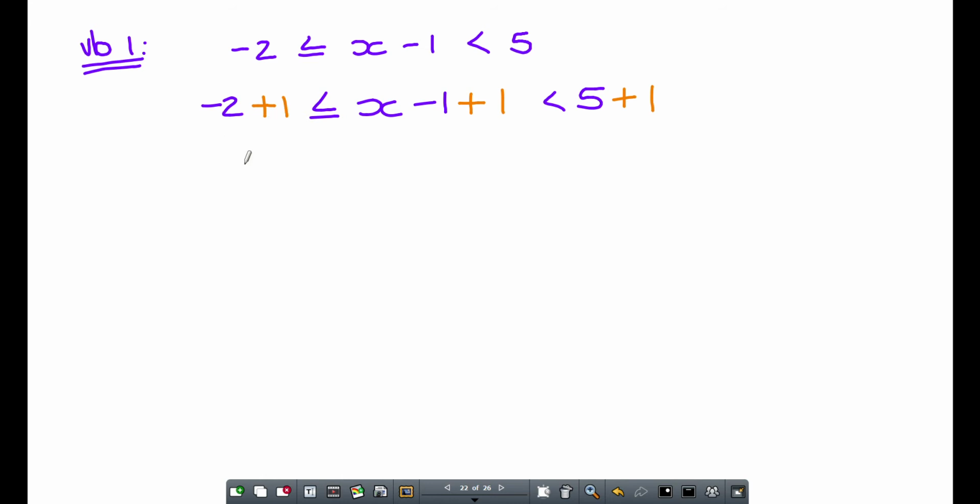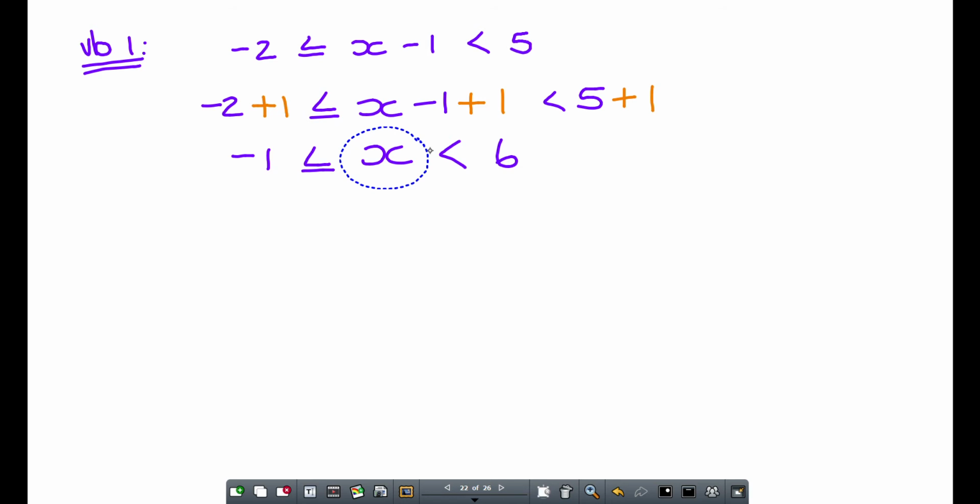Minus 2 plus 1 gaan vir gee minus 1. En dan x minus 1 plus 1, I'm just going to have x. And then 5 plus 1 is going to give me 6. Okay. Now, ons het nou gekom waar ek vir x, or doesn't matter, it's not always x, it could be y or a or b, but your unknown is alone. And that is where we want to, or what we want to end with. Nee. So ek kan nie verder as dit gaan nie.